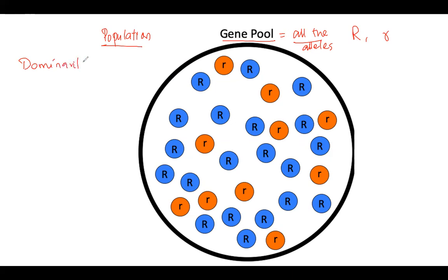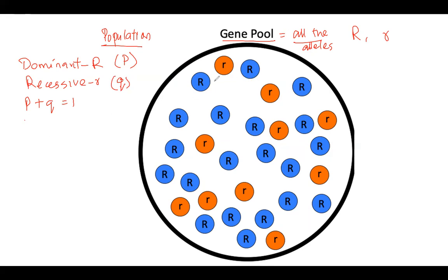The dominant allele is capital R. That means that's a P. What's the recessive allele? The recessive allele is the small r, which is Q. Q is the small r. Okay, so in this population, P plus Q is equal to 1. That means big R plus small r is equal to 1.